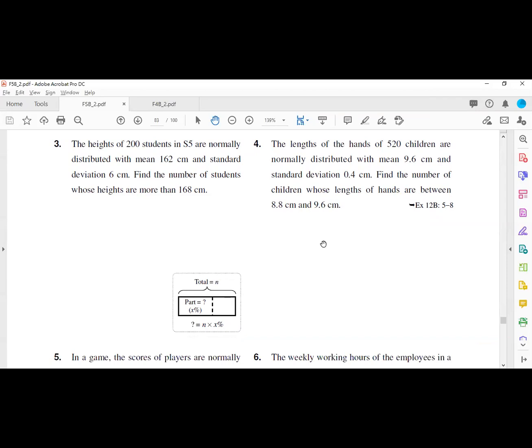So let's go back to page 83. Page 83. Okay. So yesterday we have done question number 1 and number 2. And then today we are going to do the remaining questions. So let us do it together. Okay. And please remember to log in the MathApp web and submit your solution to the MathApp.